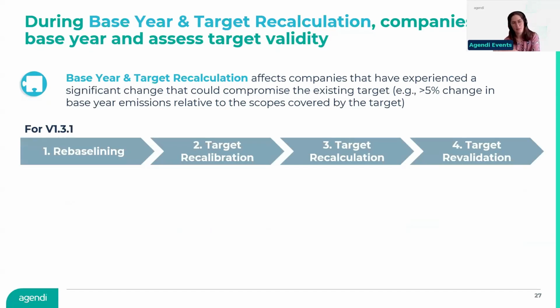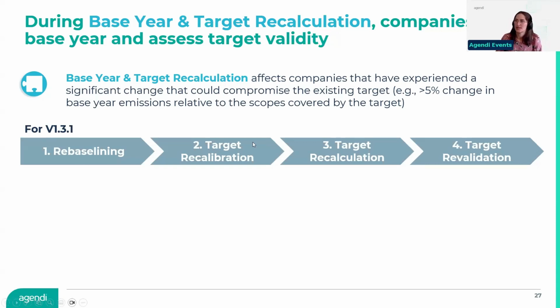The next milestone is base year and target recalculations, and these affect companies that have experienced a significant change that could compromise the existing targets. Generally, those significant changes need to meet a 5% or more change in base year emissions relative to those scopes covered by the target. Examples of triggers under V1.3.1 would be mergers and acquisitions, methodology and data changes, consolidation approach shifts, emission allocation shifts, etc. So if you've experienced one of these, you may already be thinking about this.